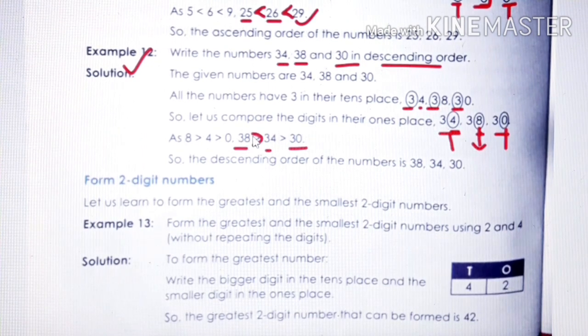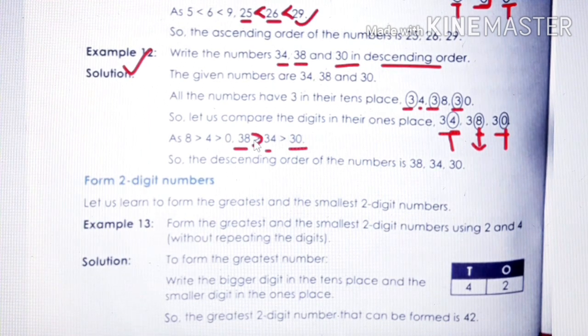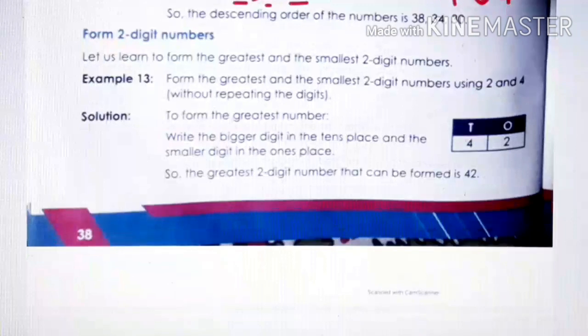Okay. So as I told you, children, how will you identify the greater than sign? Where the opening is towards a greater number, it is a greater than sign. Okay. Is it clear how to arrange numbers in ascending and descending order?